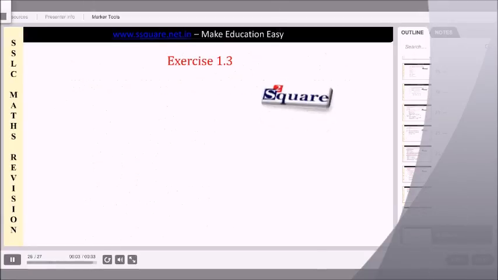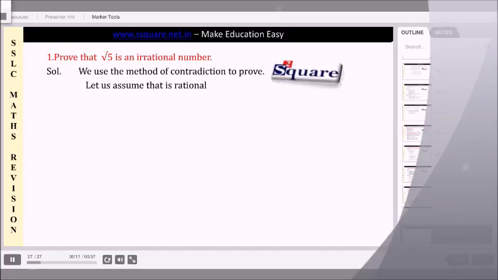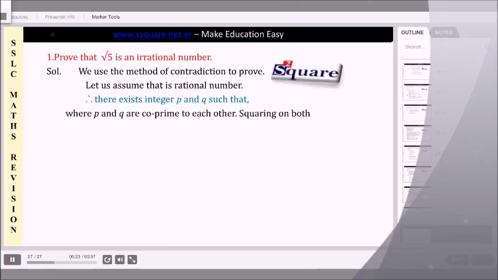Exercise number 3.2. Prove that root 5 is an irrational number. Solution. We use the method of contradiction to prove. Let us first assume the number is a rational number. There are integers p and q, where p and q are co-primes to each other, such that root 5 is p by q. Squaring on both sides, 5 is equal to p square by q square, so p square is equal to 5q square. We can say that 5 divides p square and hence p. So p is equal to 5k.